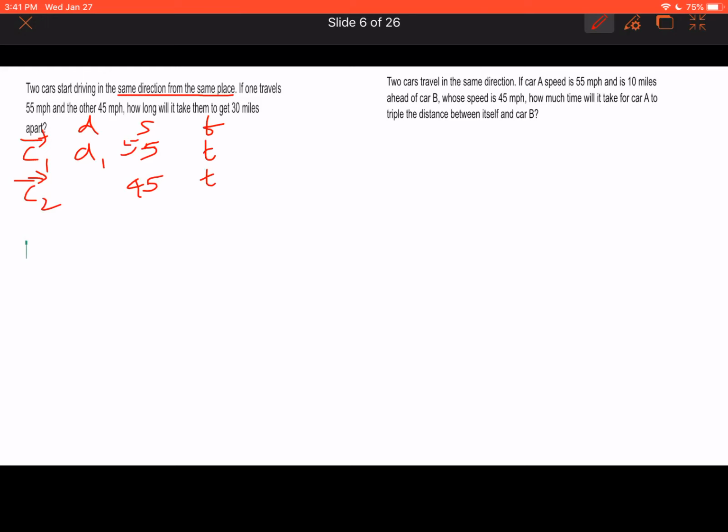So here the speed of car one is more, so I'm subtracting that way to get the distance 30t. Okay, so it is going to be 55t minus 45t, which is equal to 30. So t is equal to 3 hours.